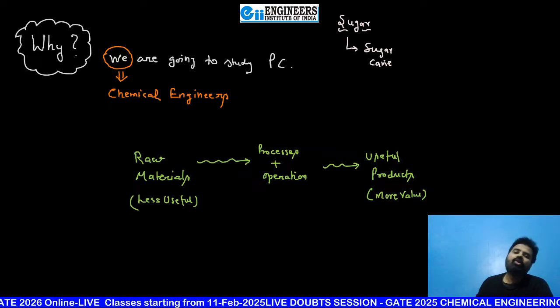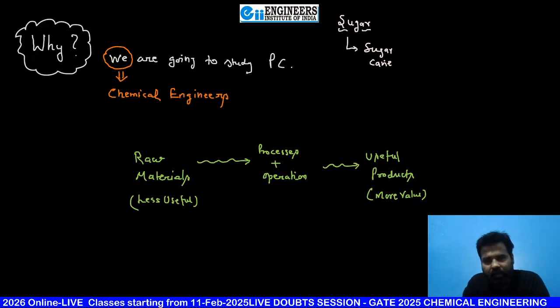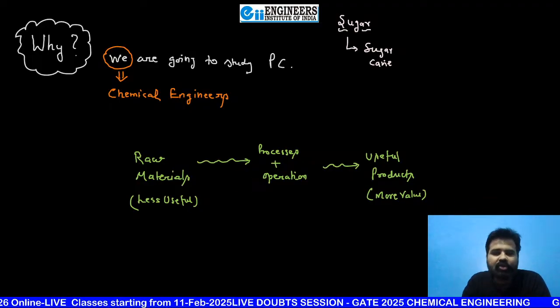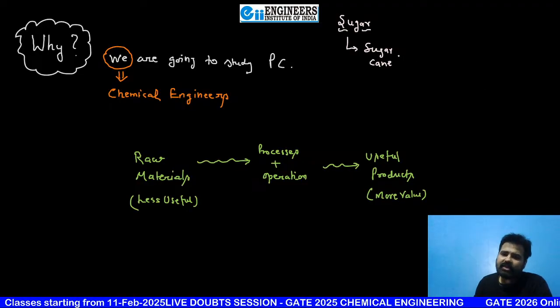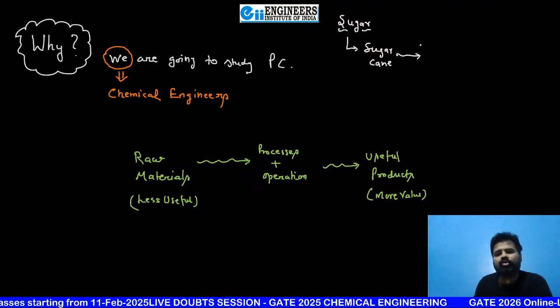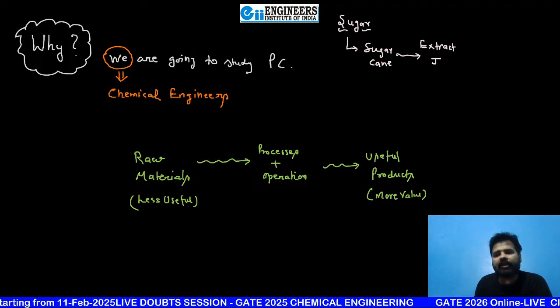Now you are going to feed these into the pressure mills, corrugated pressure mills, cast iron pressure mills. In pressure mills, just one thing you are going to do, that is extracting juice.